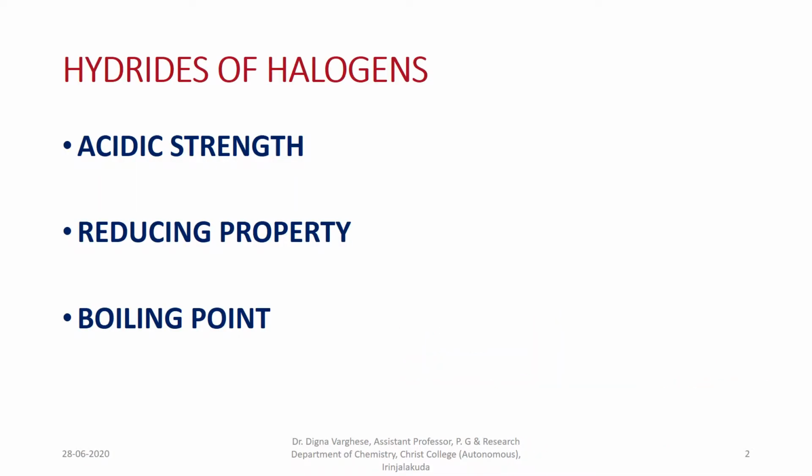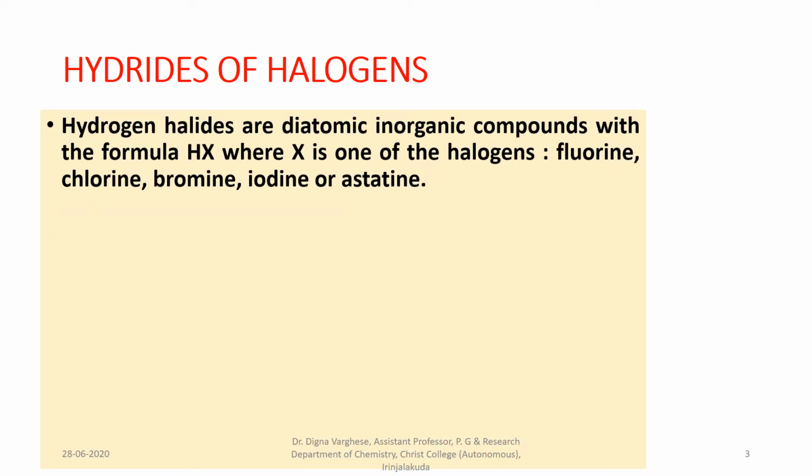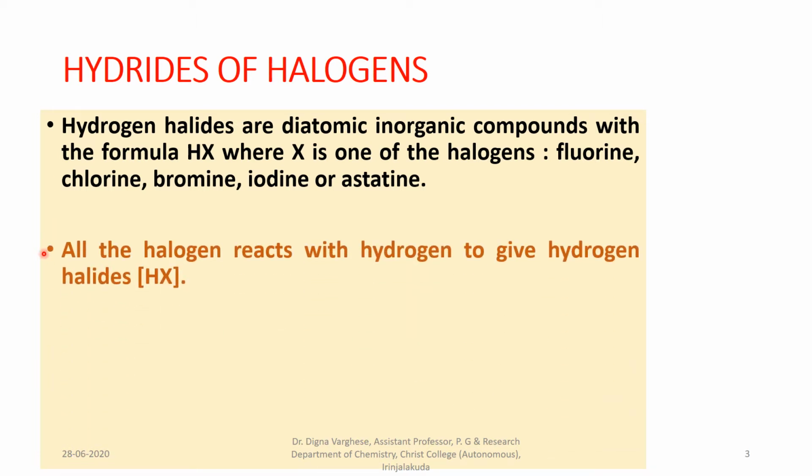The topic of today is hydrides of halogens. Hydrides of halogens include their acidic strength, reducing property, and boiling point. The hydrogen halides are diatomic inorganic compounds with the formula HX, where X is one of the halogens, that is, fluorine, chlorine, bromine, iodine, or astatine. All the halogens react with hydrogen to give hydrogen halides.